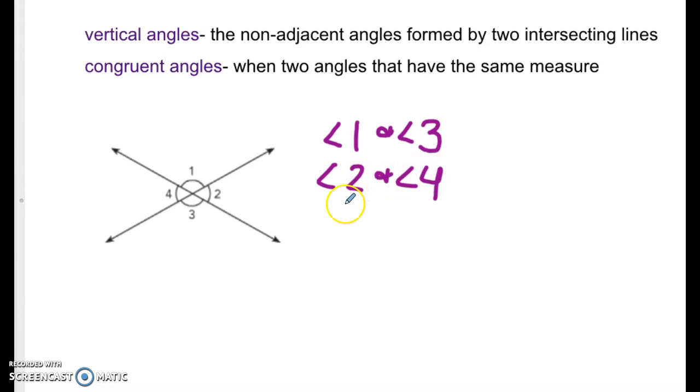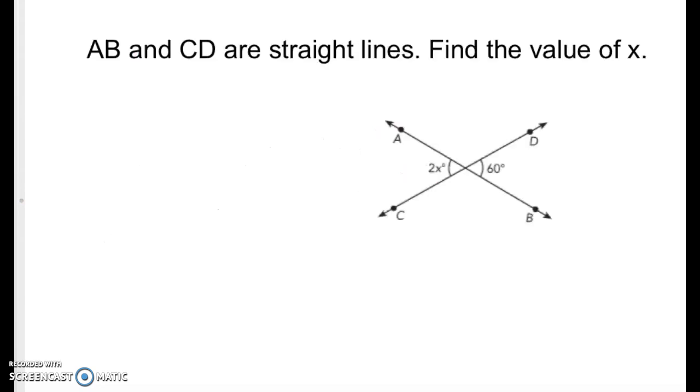Vertical angles are congruent, and congruent angles are when two angles have the same measure. So since angle 1 and angle 3 are vertical and they're congruent, that means that they will have the same measure. Same for angle 2 and angle 4. They both have the same measure. Let's go ahead and look at an example.